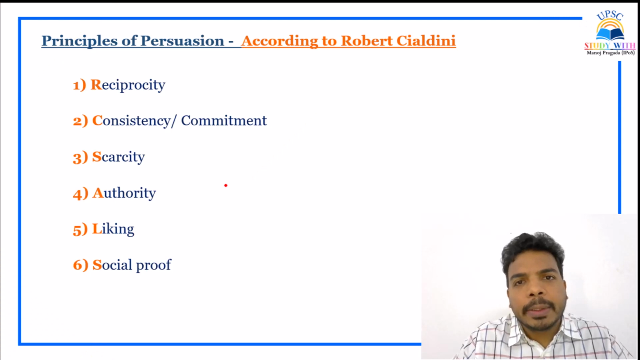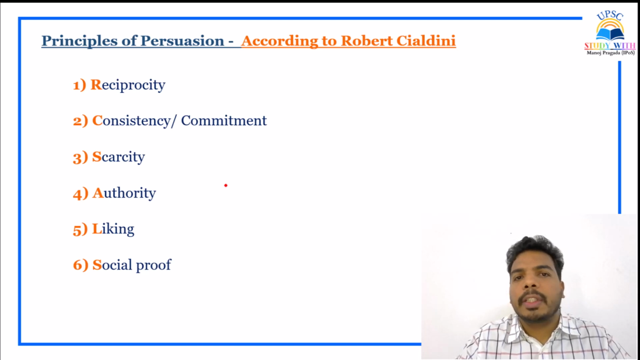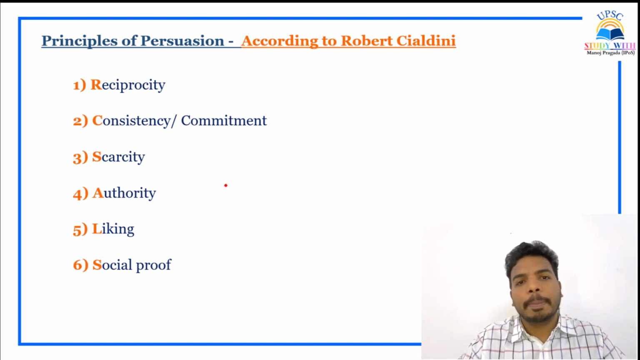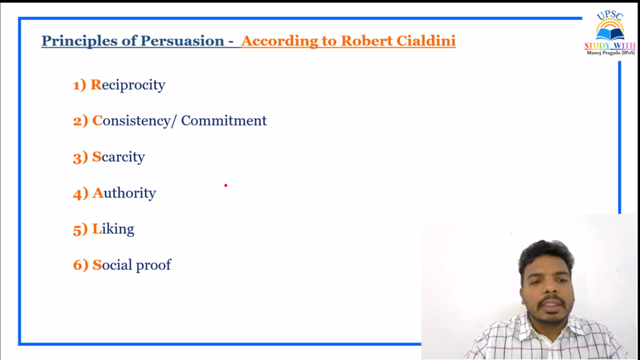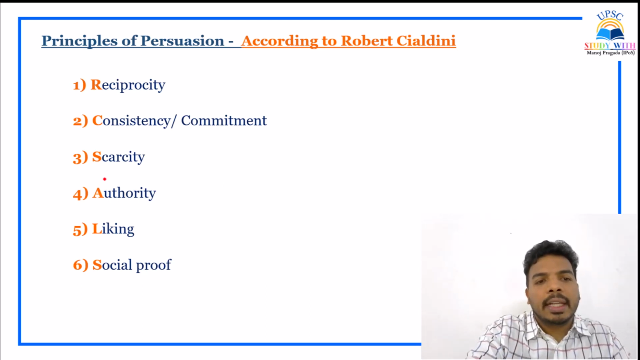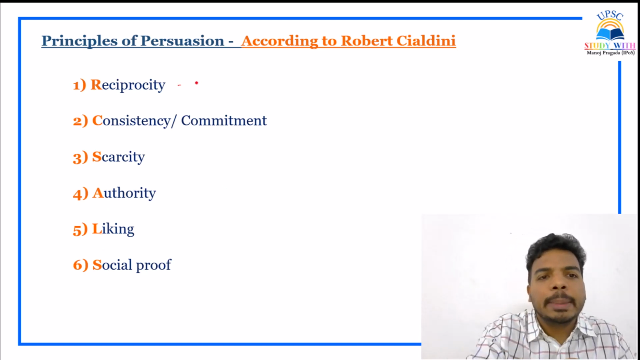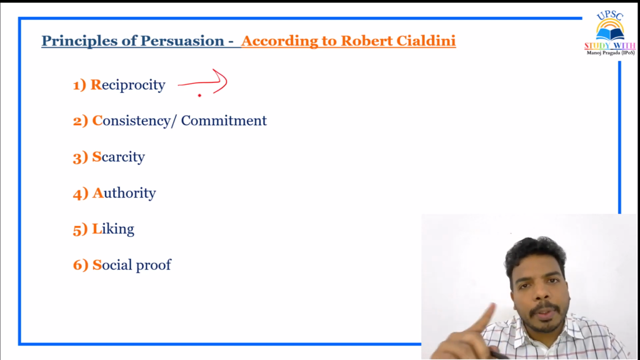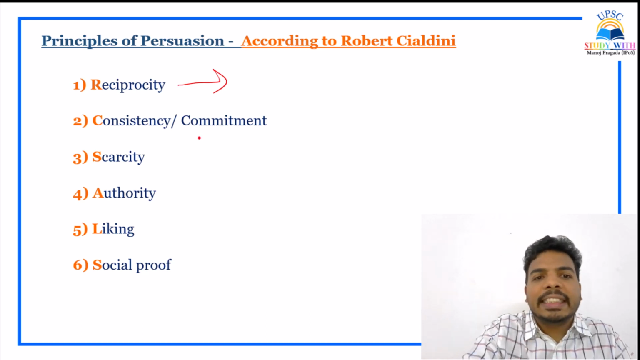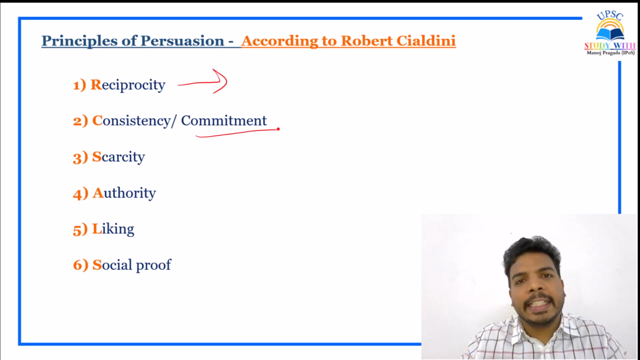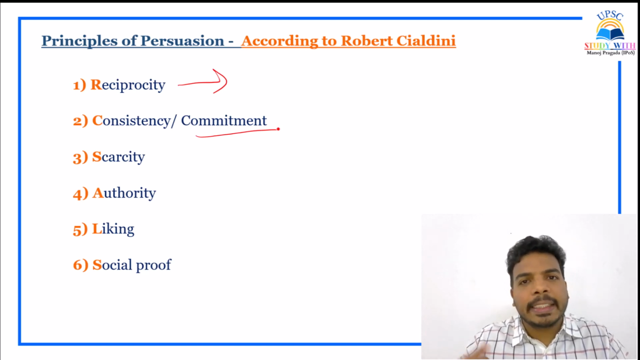Similarly, in theory questions, UPSC can ask, what are the principles of persuasion? According to Robert Cialdini, there are these 6, with the acronym SALSA RCB. What is that? Reciprocity. If you have helped your friend, he will help you. Consistency or commitment. If you are convincing a certain person, maybe he will be convinced. Maybe his attitude will be changed.